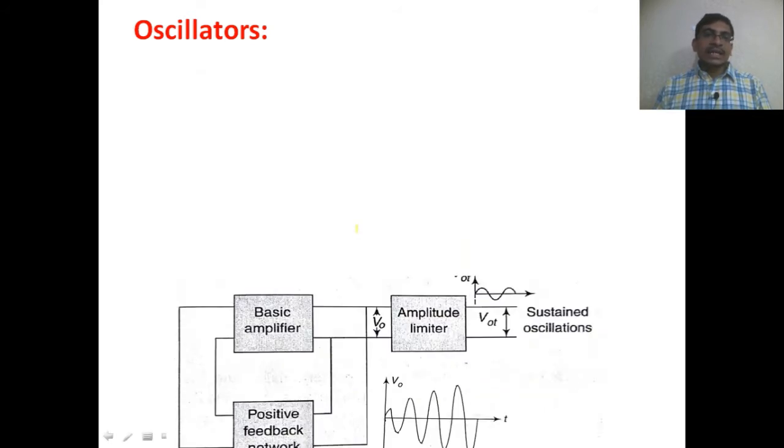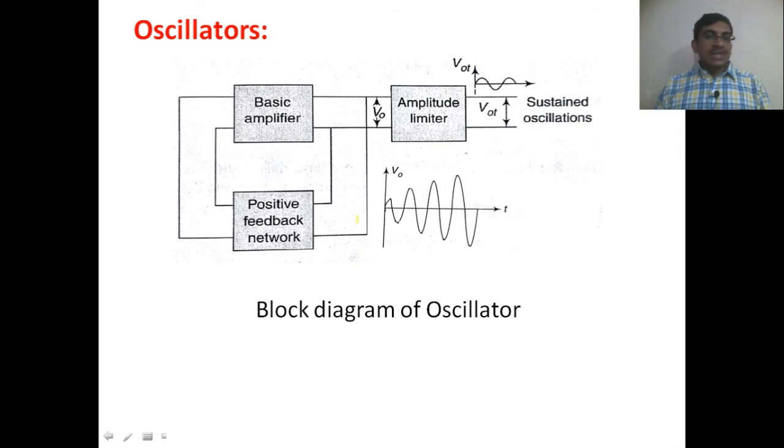Next, the block diagram for the oscillator. In the oscillator block diagram, we will have two major blocks. One is the basic amplifier block, and another one is a positive feedback network. One thing we have to remember: the oscillator uses positive feedback and the amplifier uses negative feedback. So whenever we have an amplifier with positive feedback, that can be operated like an oscillator.